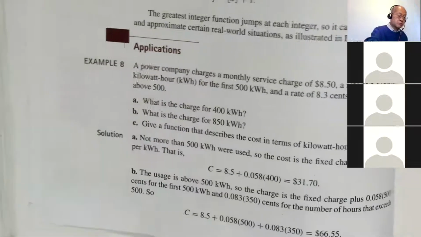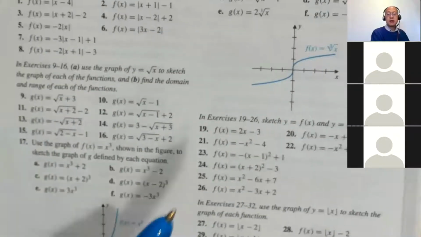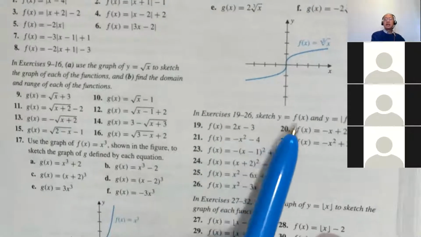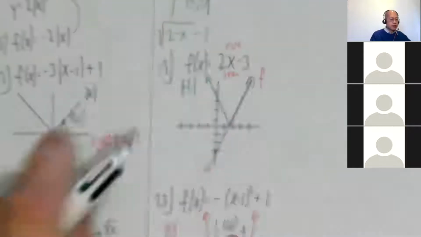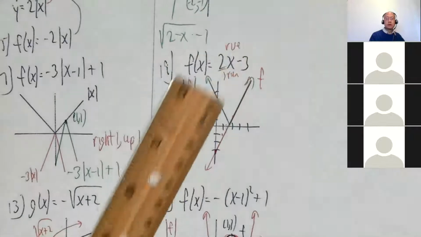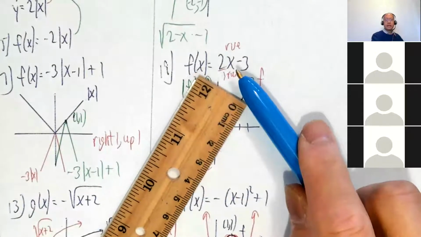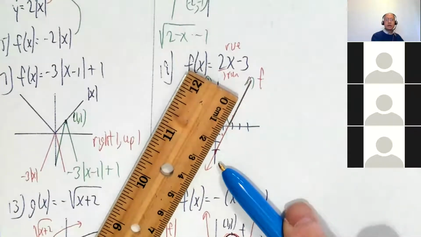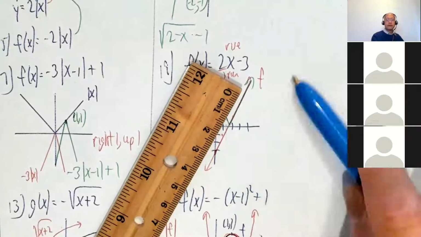Okay, so example 19. Sketch f of x and absolute value of f of x. f of x equals 2x minus 3. Rise over the run is 2. Y-intercept is -3. Put on -3. Slope is 2 over 1, up 2 over 1, up 2. So there's f.